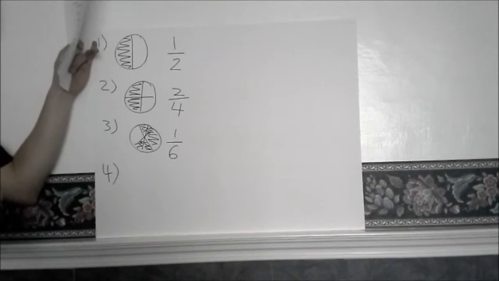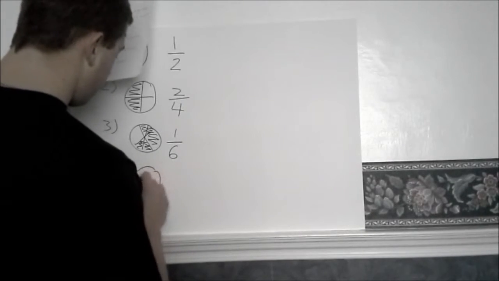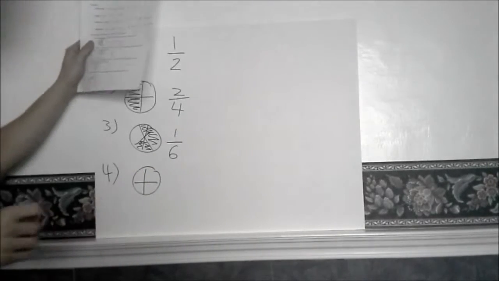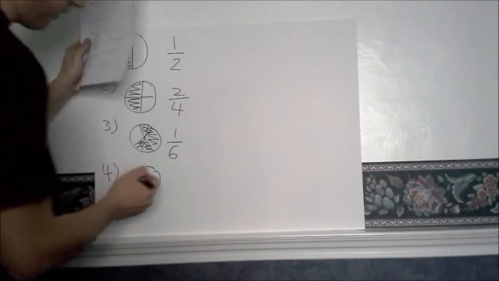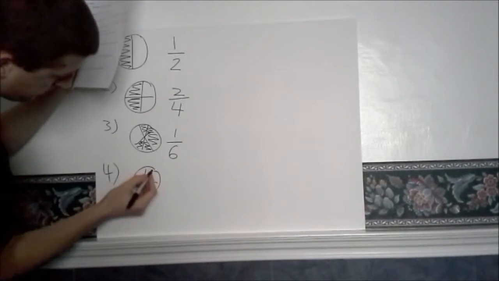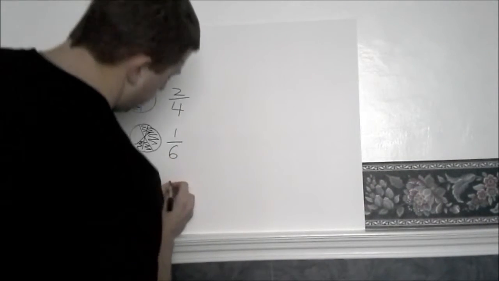Number 4 says that the pizza has 4 slices and you only eat 1. So, here's our pizza cut into 4 slices. And we ate how many? 1, good. So how many do I want to color in? Just the 1. So, then we draw our bar.